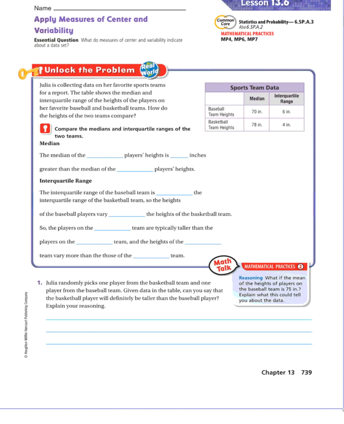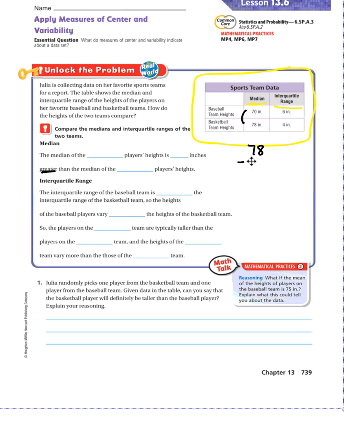So we're looking at this set of data in this graphic organizer and table off to the side. It says compare the medians and interquartile ranges. So here's the median, and interquartile ranges. So the median, we're looking at this column. Interquartile range, we're looking at the second column. So the median of the blank player's heights is blank inches greater. So what's the difference between the basketball team and the baseball team?